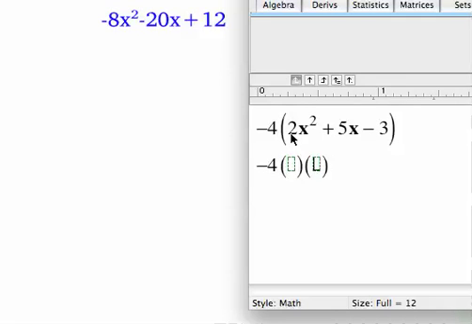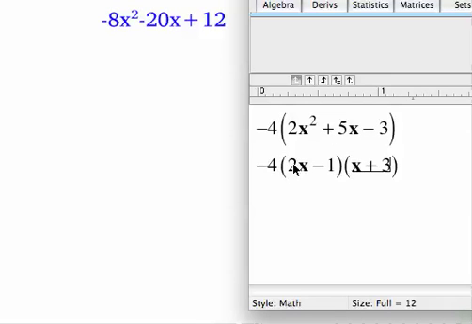In the first bracket, I'm looking for the factors of 2x squared. So I'm looking for the factors of 2, which is 2 and 1. So 2x and x. They have to multiply to give us x squared. Actually, the 1, we don't need to write that. And the factors of 3. I'm thinking negative 1 and positive 3. Let's try that.